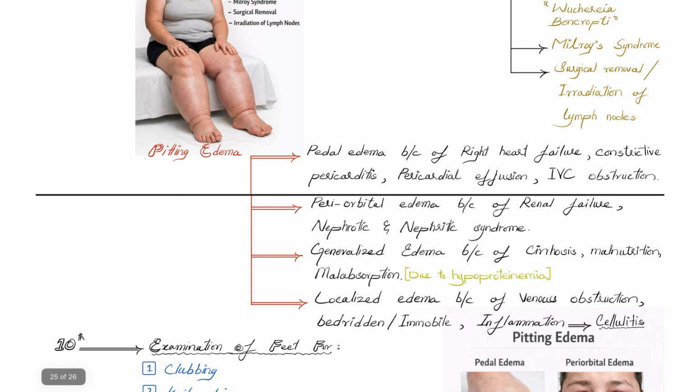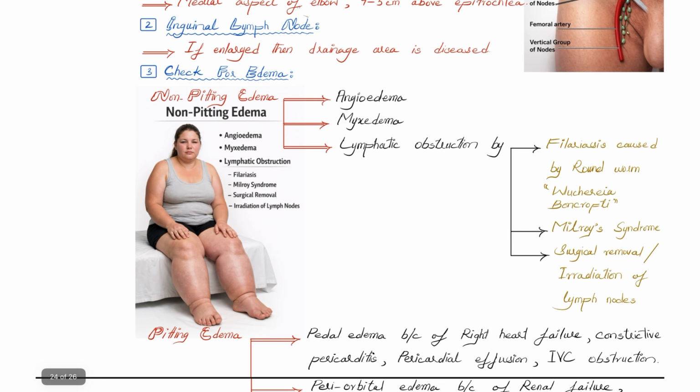Then check for edema, and edema is of two types, non-pitting edema and pitting edema. Non-pitting edema is when the edematous area is pressed, the mark of the pressing finger cannot be imprinted there, and it can be caused by angioedema, myxedema, or lymphatic obstruction, by filariasis caused by roundworm, and this roundworm is called Wuchereria bancrofti, or Milroy syndrome, or any surgical removal of the lymph nodes or irradiation of the lymph nodes can lead to non-pitting edema.